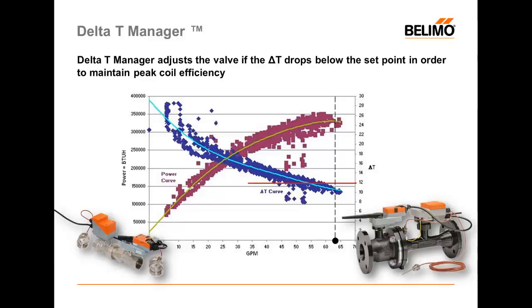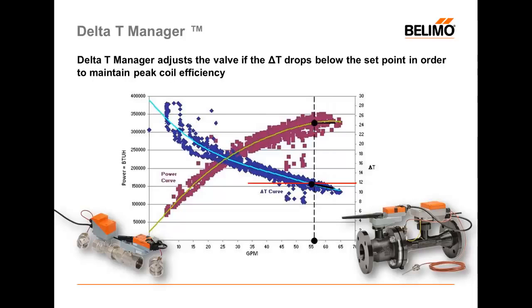Let's take an example here. Suppose the valve is flowing 64 gallons a minute, and at this rate, we're achieving a very high amount of BTUs relative to the performance of the coil, but we're also creating a low delta T when we do that. We can see at this point the delta T is just above 10 degrees Fahrenheit, and we're creating about 325,000 BTUs.